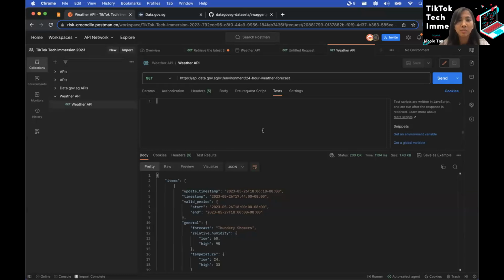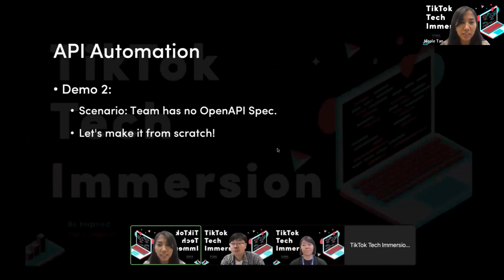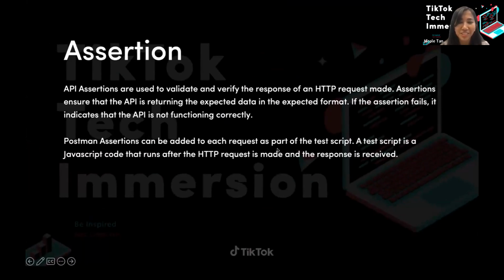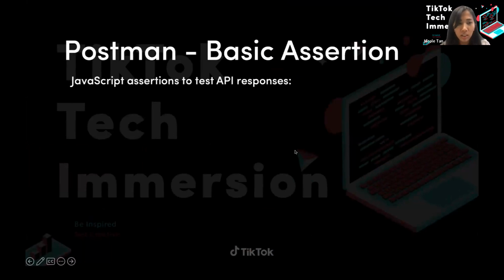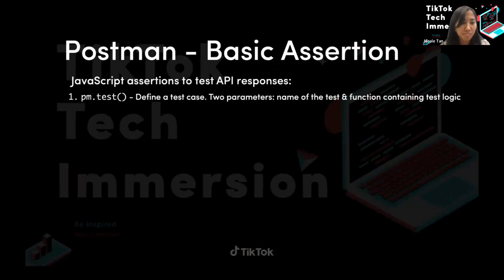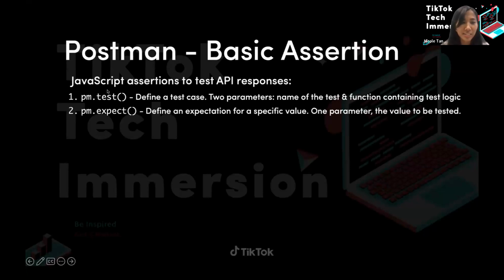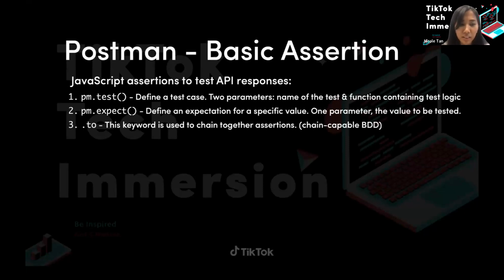Okay. So before I start writing tests, maybe let's go through some basic concepts first. For all automation, assertion is important. So Postman assertions can be easily added in the test script using JavaScript. Okay, so this one, I'm not sure if it looks like Jest. There's test, which defines the test case, like what is the name of the test. And the second parameter is the function. Expect is what we expect in a value.